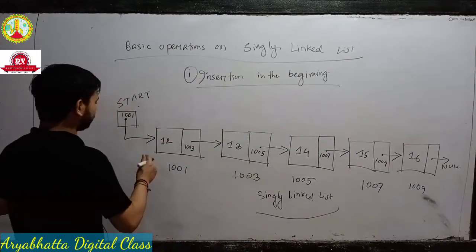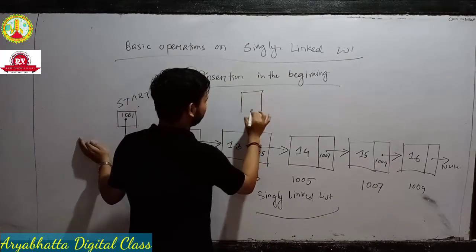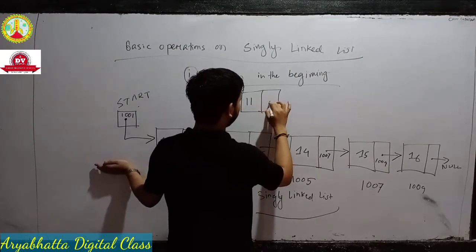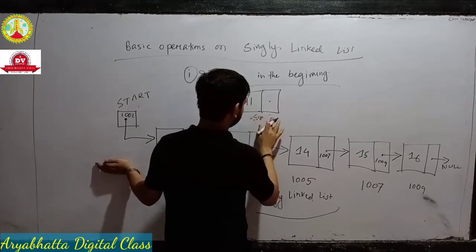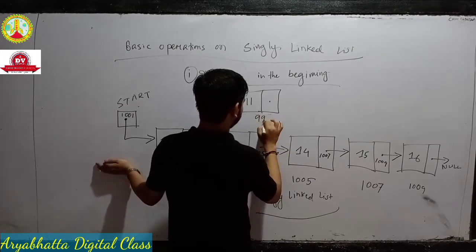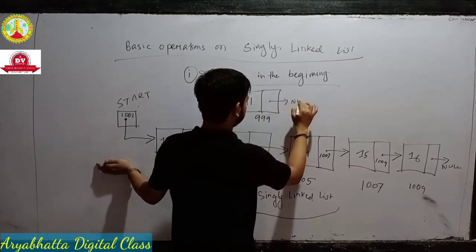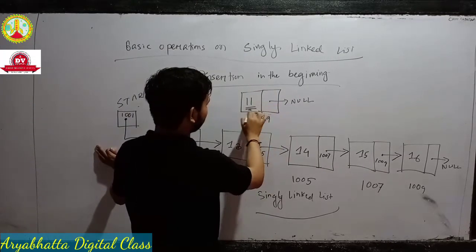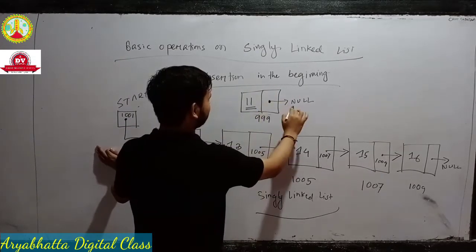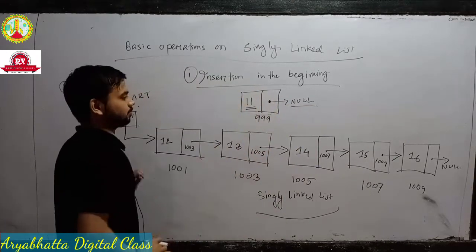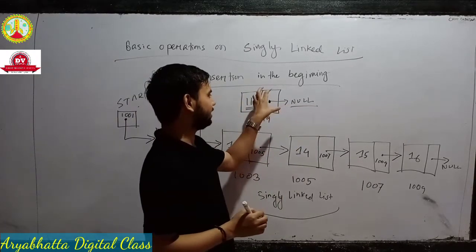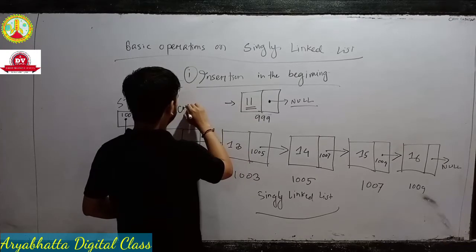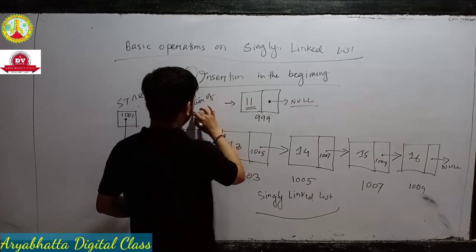So if we add a new node here, suppose this is a new node, we create a new node. Suppose we give the information 11 and memory address 999. Okay, when we create a new node, the information part contains an element, but the pointer part contains nothing, null, because until we add this to the list, this will contain null, because this is the creation of a new node.